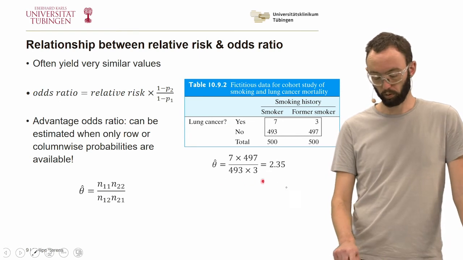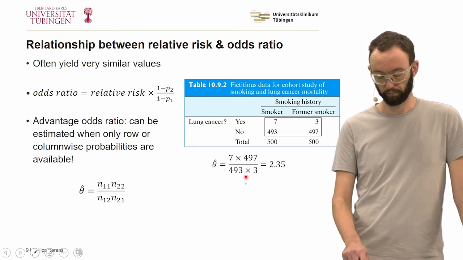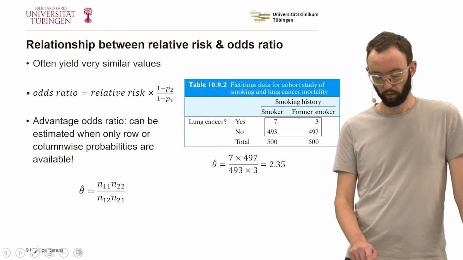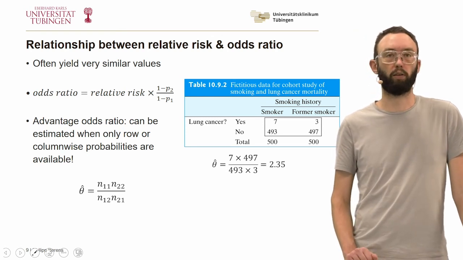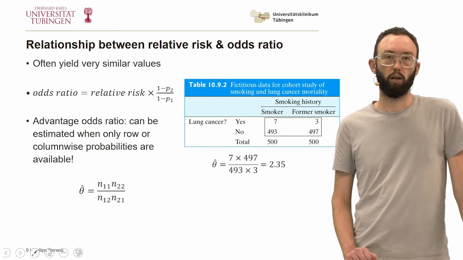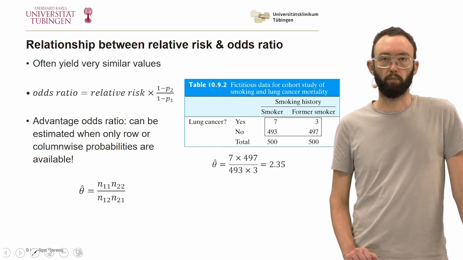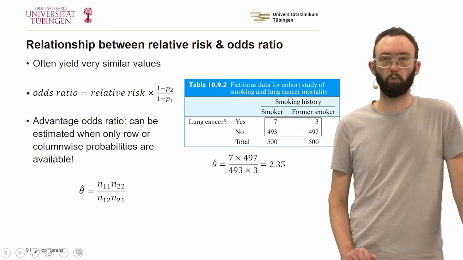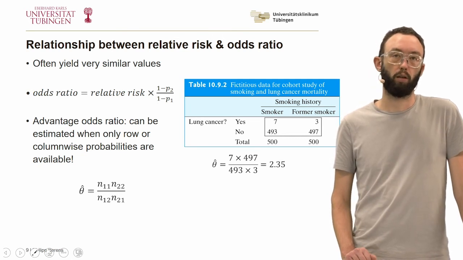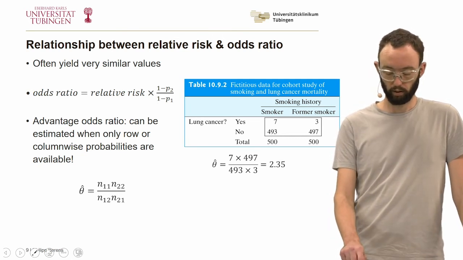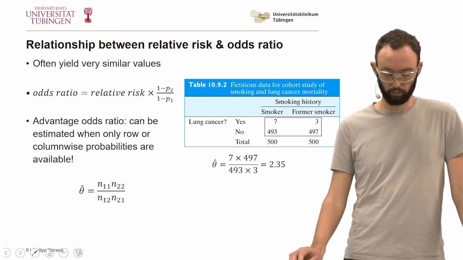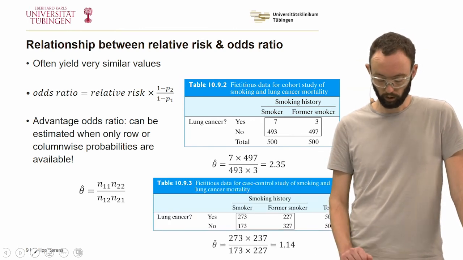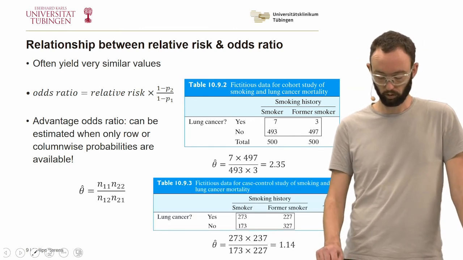So we can simply compute the odds ratio as 7 times 497 divided by 493 times 3. And this is 2.35. What we cannot do is compute the relative risk, because this total is fixed. The same is true in a case-control setting, where we fix the column totals.